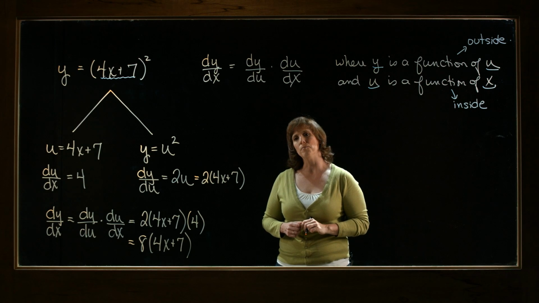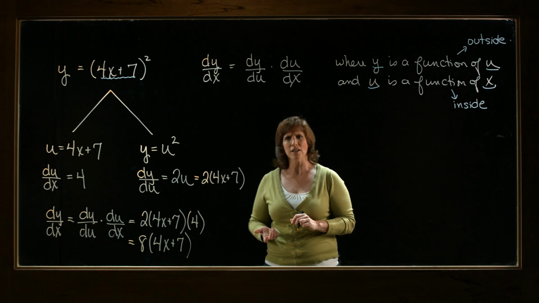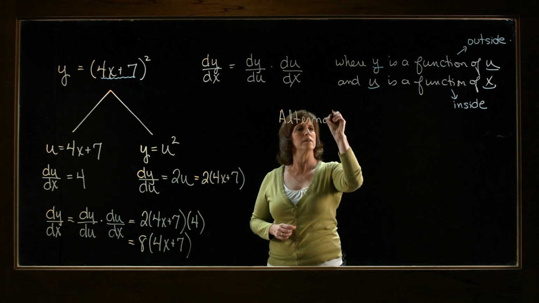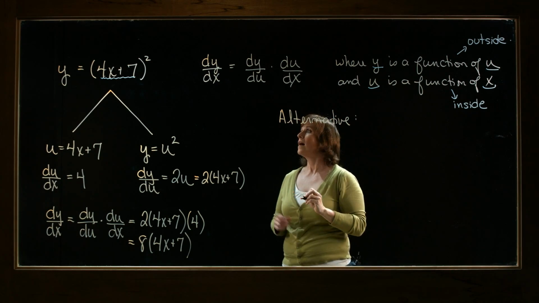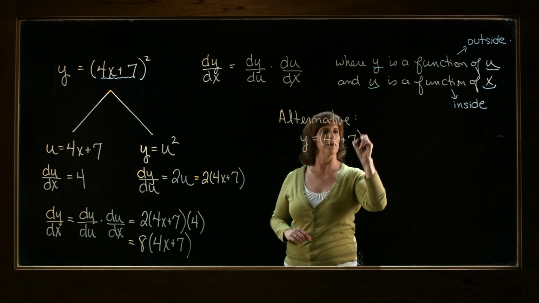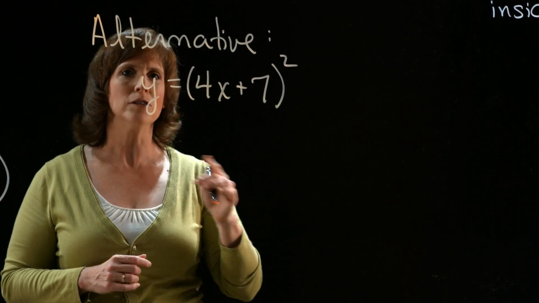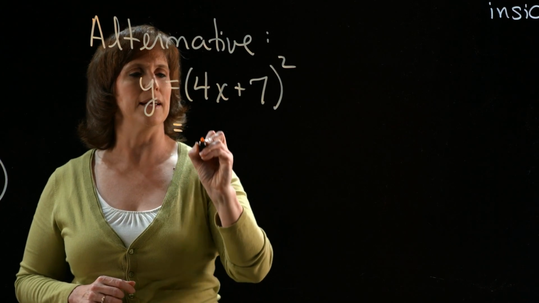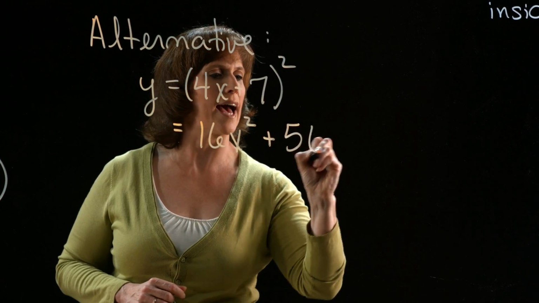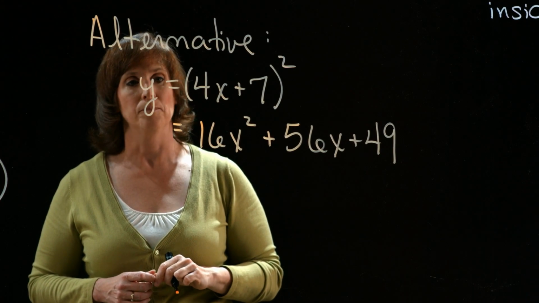Well, that's my answer, but I'm wondering, is there another way to do this problem? And the answer is yes. Let's look at an alternative way. I'm going to start with my function y equals (4x plus 7) squared. And instead of jumping right into differentiation, I'm going to do some algebra and multiply this out. So y is going to be 16x squared plus 56x plus 49. That's simply using the FOIL method.